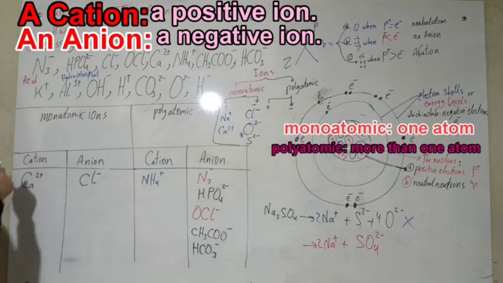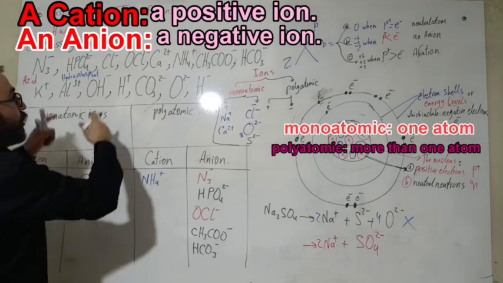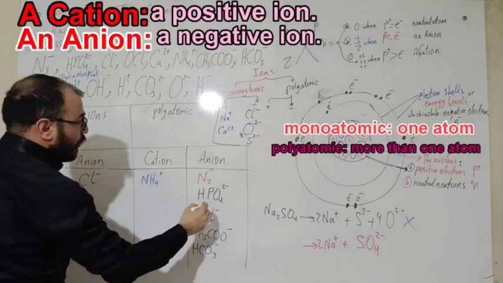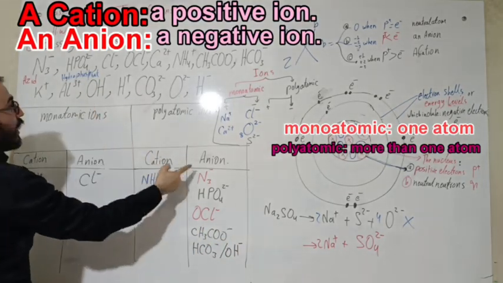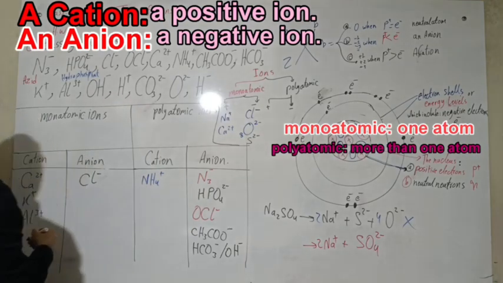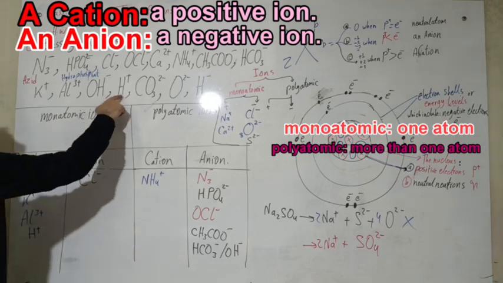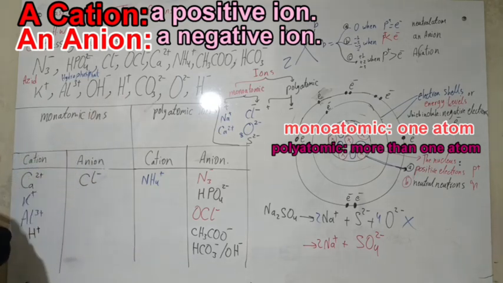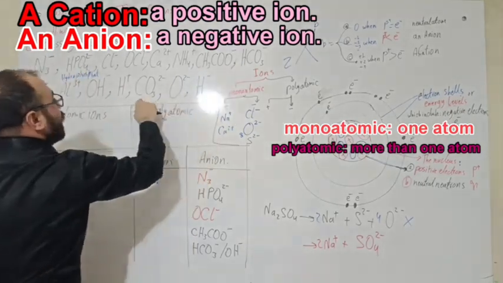What about the others? We have the potassium here, which is monoatomic, and it's a cation. Aluminum, also monoatomic. What about this one? This one is called hydroxide, and we are going to talk about their names later. OH minus, polyatomic, anion. This one, hydrogen plus, one atom, monoatomic, positively charged means cation. This is bicarbonate, and this is carbonate.